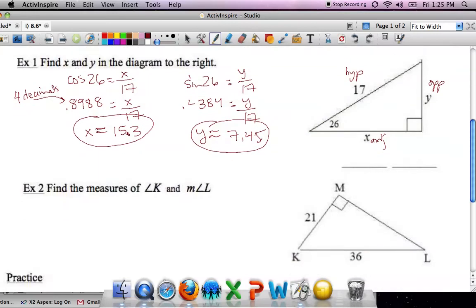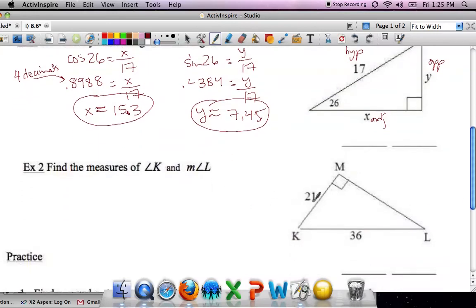Okay, example number 2. Example number 2 gives us 2 pieces of information, and it wants us to find the measure of angle K and the measure of angle L. They give us the adjacent leg to K, and they give us the hypotenuse. So, which trig ratio is adjacent over hypotenuse? That would be cosine. So we could do that: angle K is equal to the cosine inverse of 21 over 36, and that's approximately 54.3 degrees.